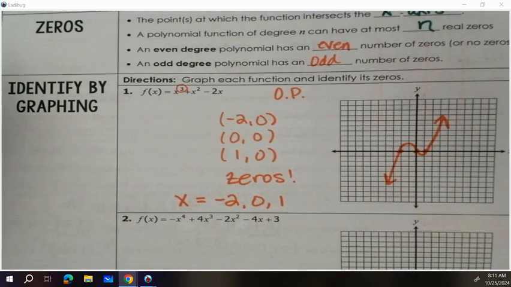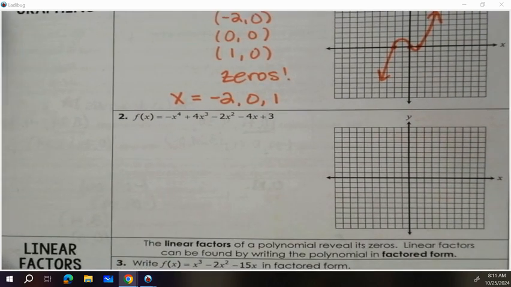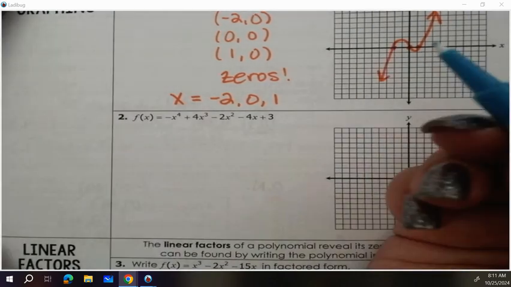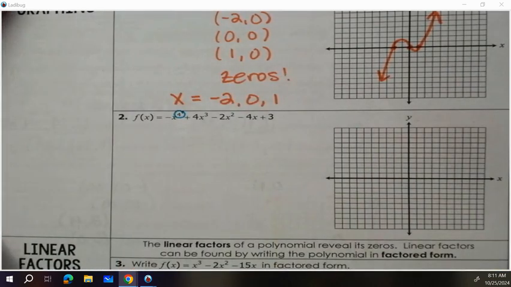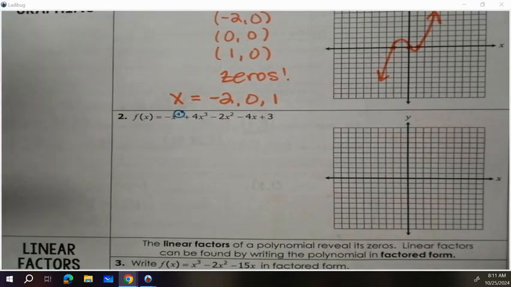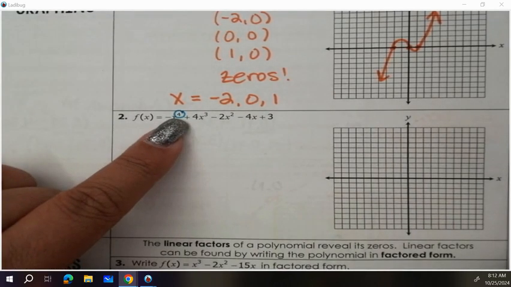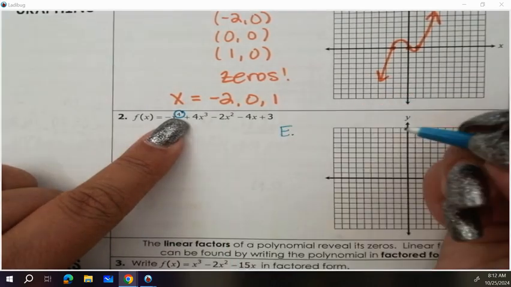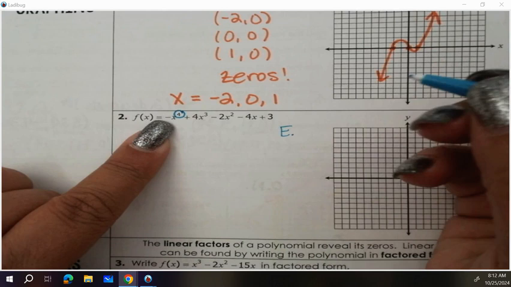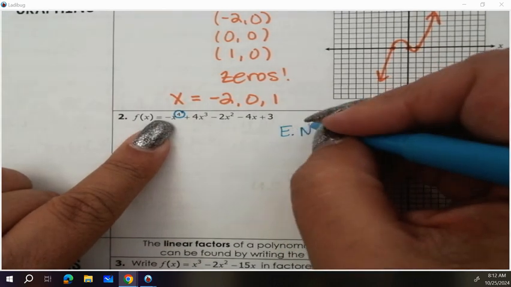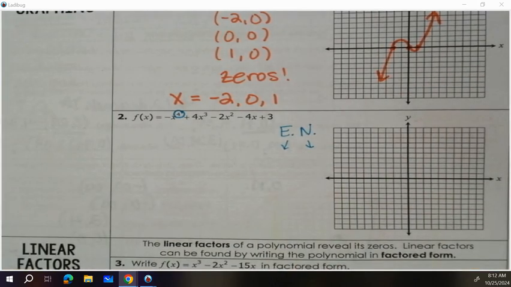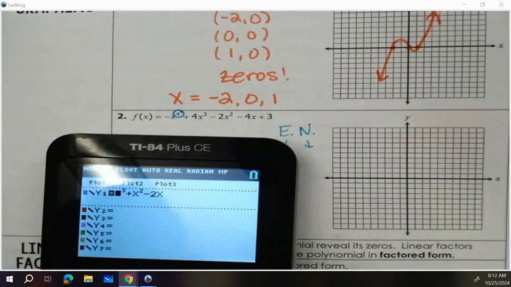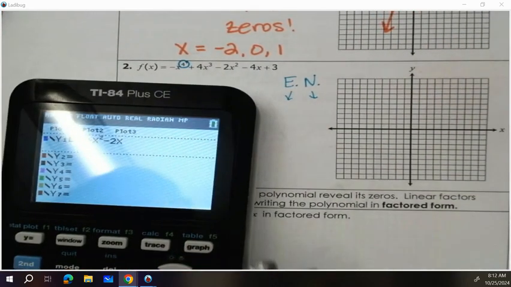All right, let's see if we can find the zeros in number 2. Number 2 is even or odd? Even. It's x to the 4th. So how many zeros am I maybe going to have? 4 or less. Okay, this guy's even. And what's my leading coefficient? Is it positive or negative? Negative. So if I'm even negative, this guy better be facing down on both ends when I go to graph it. Let's check and see if we can see 4 zeros and if I can find them in my table or if I'm going to have to search for them.